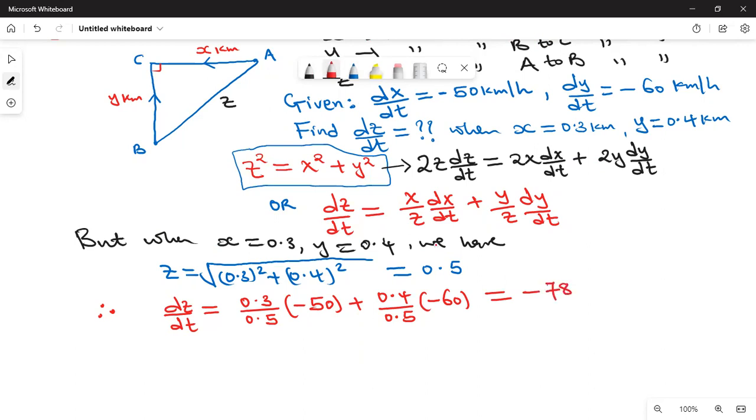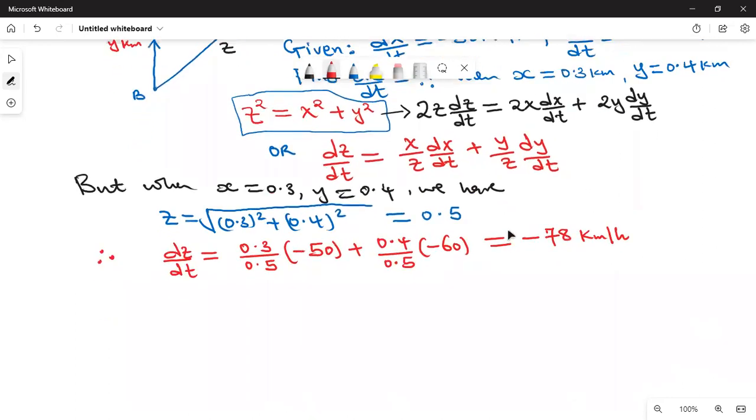The negative there means a decrease. So this is negative 78 kilometers per hour. That is the rate at which the two cars are approaching each other when A is 0.3 kilometer and B is 0.4 kilometer from the intersection. Then there is a decrease because they're approaching each other. So they are trying to minimize the distance between them. So that is all about question number 3.